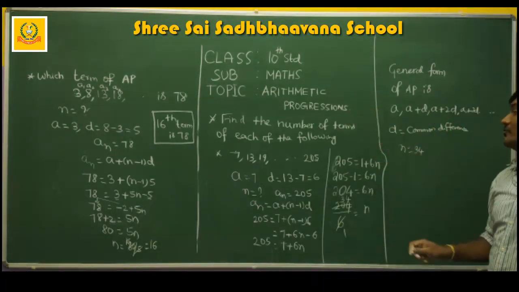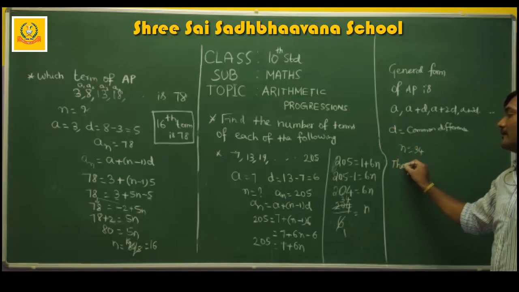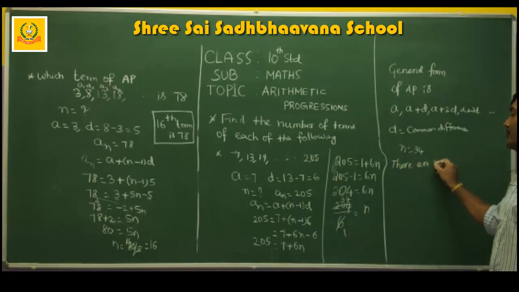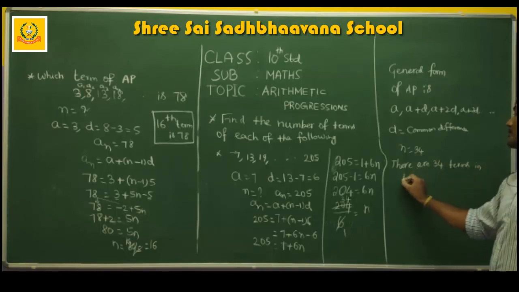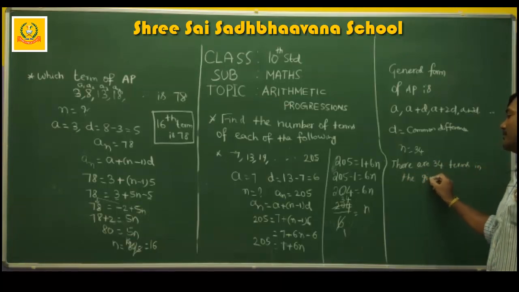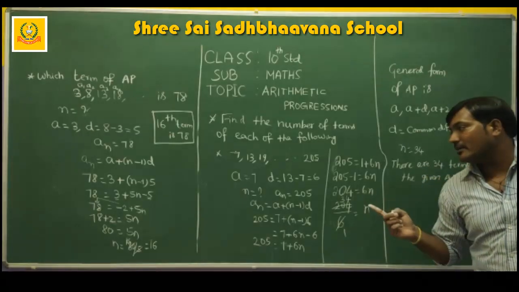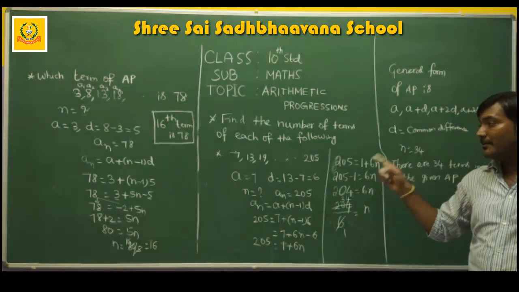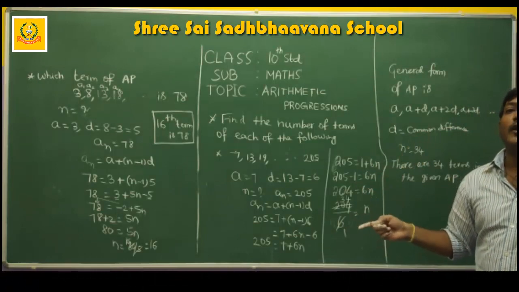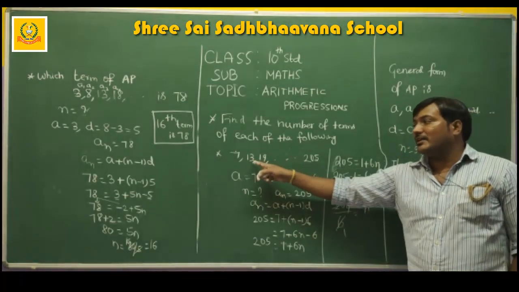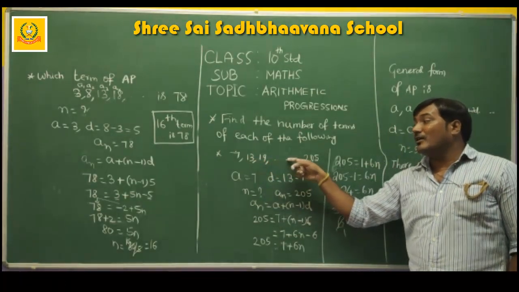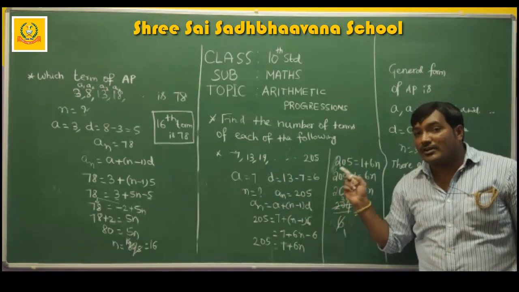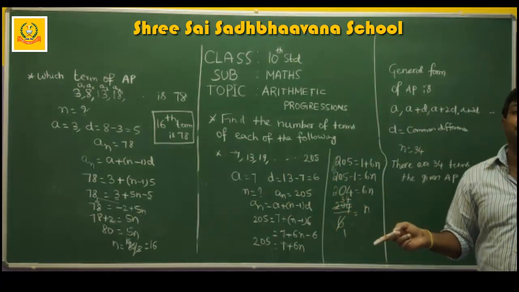So how many terms are there? There are 34 terms in the given AP. And you should understand, here we have to find the number of terms. We have 34. It means 7, 13, 19, and so on. So you will get 34 terms in this AP.